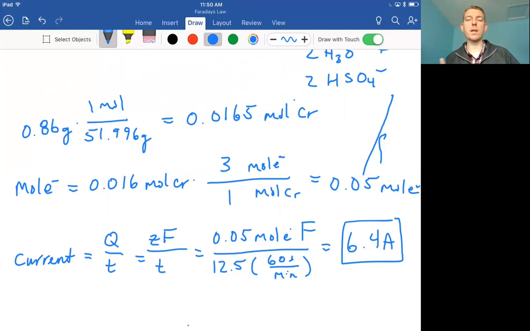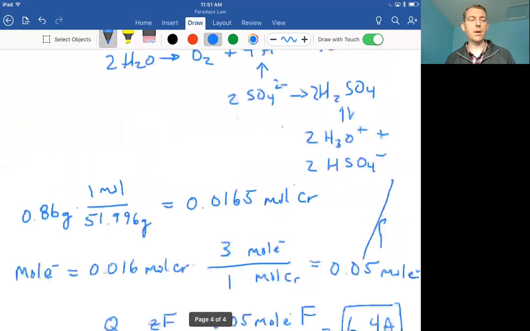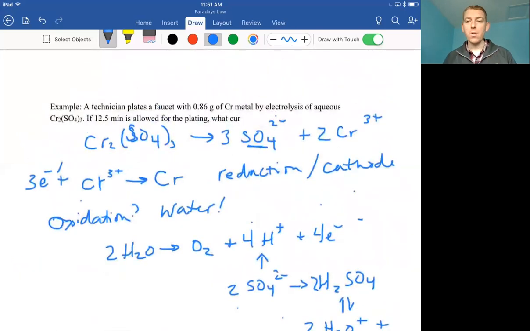And this is one of the ways we can start to see a relationship between the amount of time we want to spend on it, the amount of electricity we want to spend on it, and the amount of material we finally want to get on the faucet. Okay, so that's electrochemistry. That's all of the course content for that.